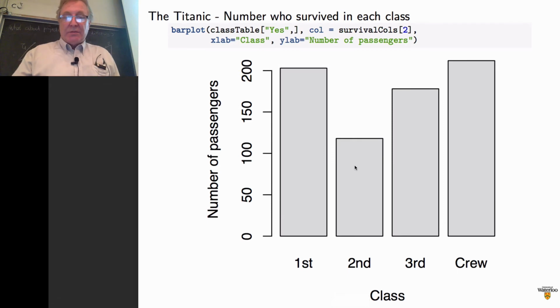Okay, so that's simple bar plots. These things are fairly straightforward and fairly powerful. Everything that you've seen so far has been arrangement using the function bar plot on tables. Okay.